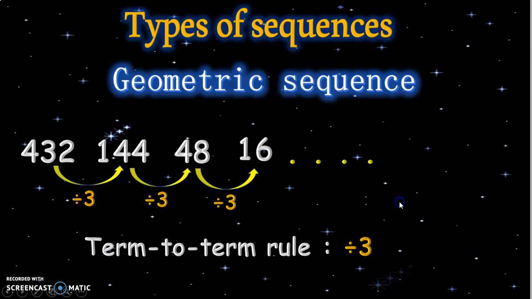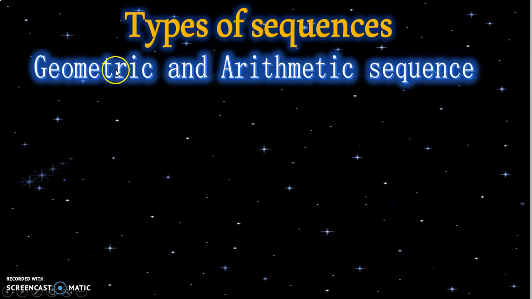Next, geometric and arithmetic sequences. Okay, so it is a combination of geometric and arithmetic sequences. It means you'll see an arithmetic and a geometric rule in the term-to-term rule. So let us have one example.